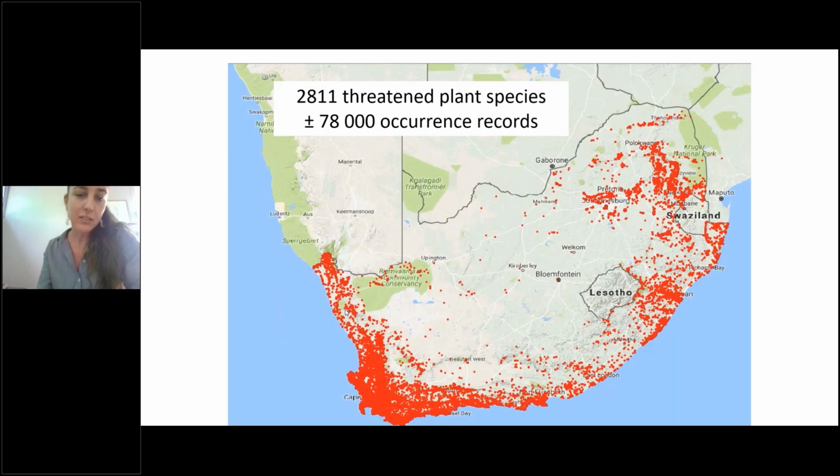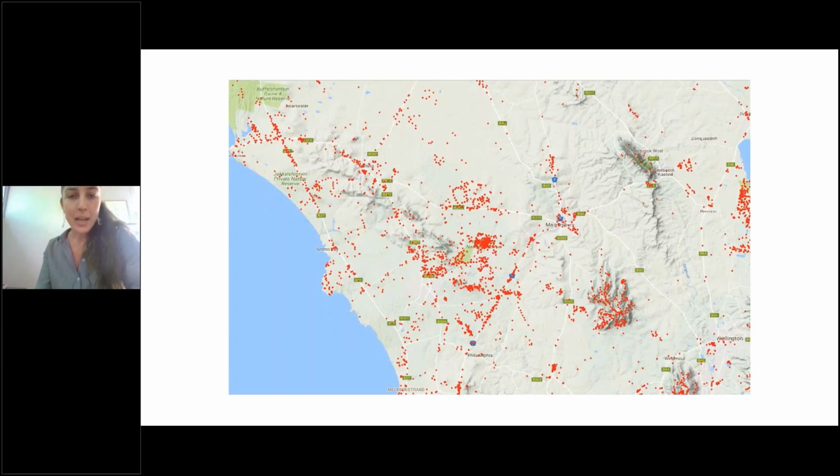And so we have thousands and thousands of records of where species occur, and this is just the example for plants. But as I'm sure many of you are aware, people tend to collect and record observations of species along roads. You can see here a nice clear map of the Northern Cape along roads. And of course, there are many areas where people haven't actually sampled, but where you're likely to get threatened species.